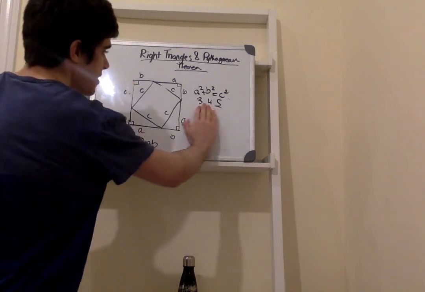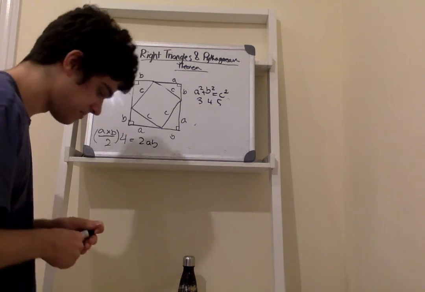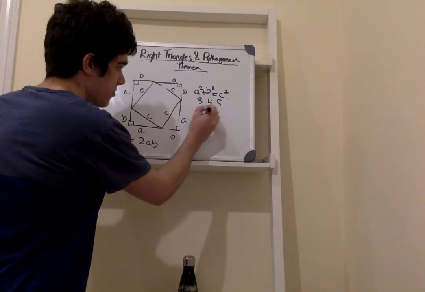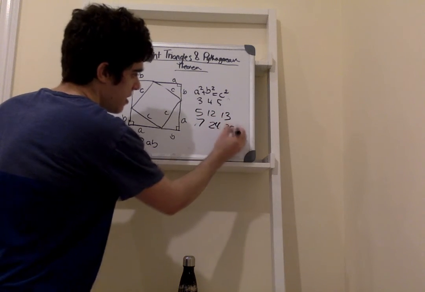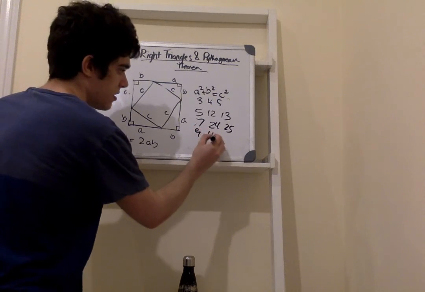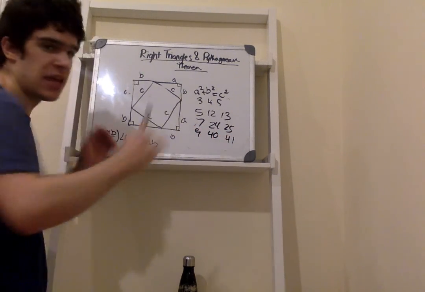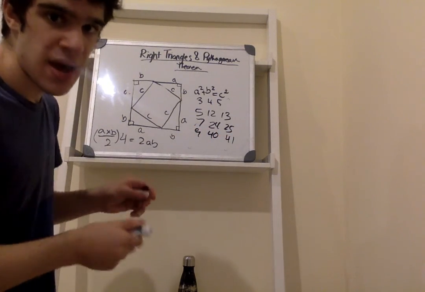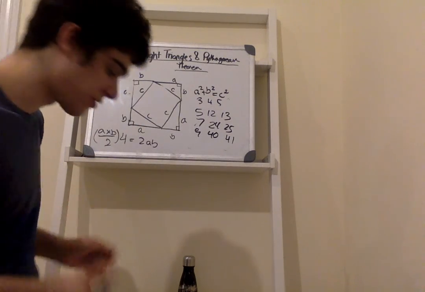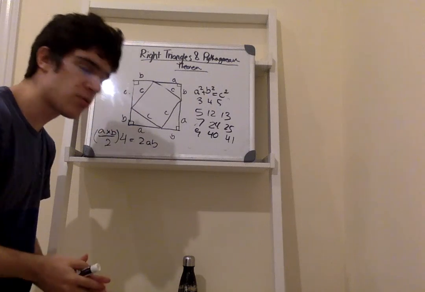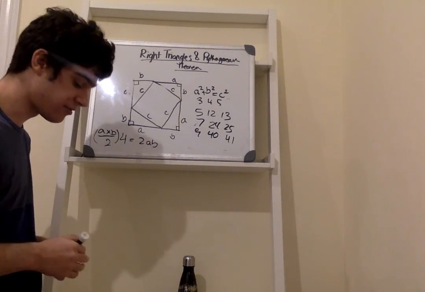But enough about these because there are some more. We have 5, 12, 13; 7, 24, 25; and 9, 40, 41, and they continue and so on and so forth. And any multiple of these is also a Pythagorean triple, which I encourage you to figure out yourself. The later ones are more challenging and are often not seen.